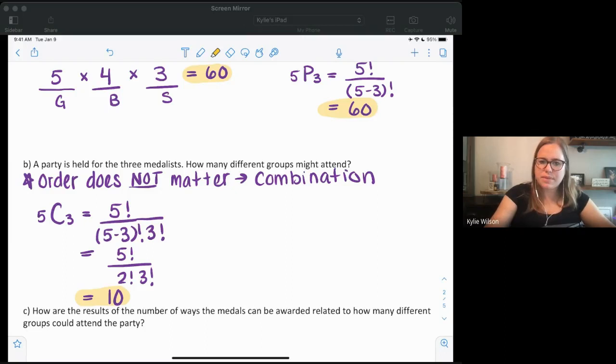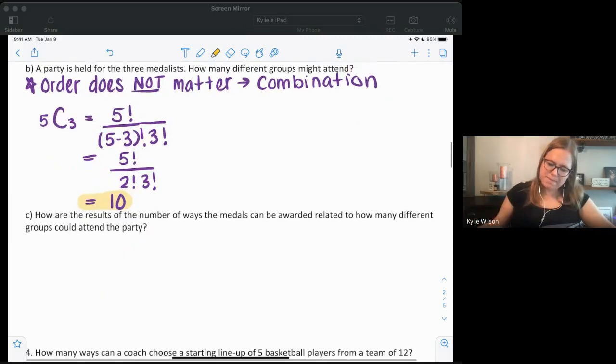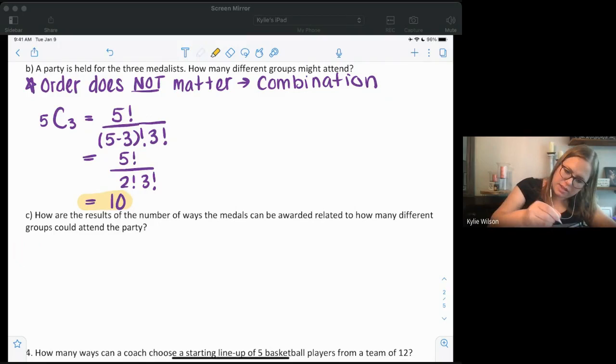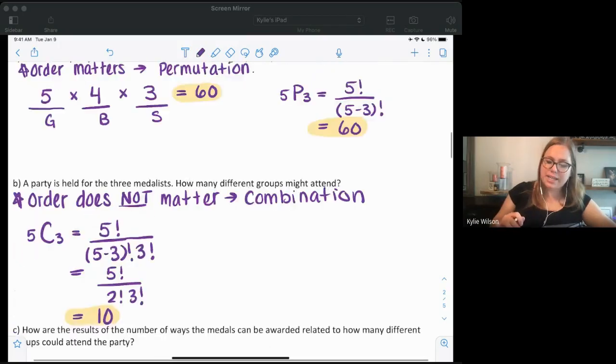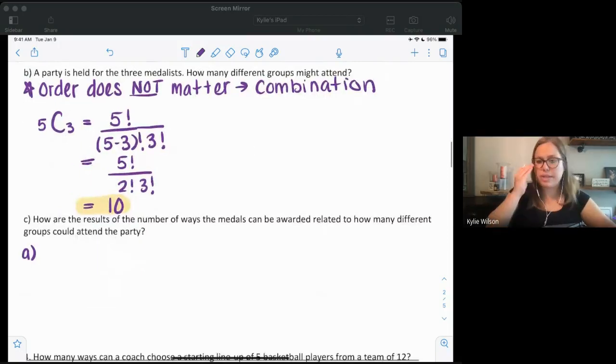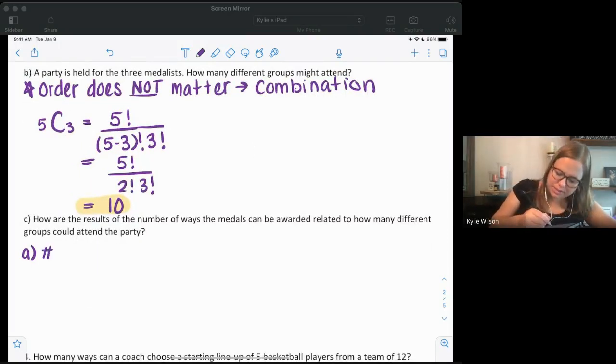So part C says, how are the results of the number of ways the medals can be awarded related to how many different groups could attend the party? So there's a couple wording pieces that we need to talk about. So part A, that's the number of arrangements. That's what that means, number of arrangements.